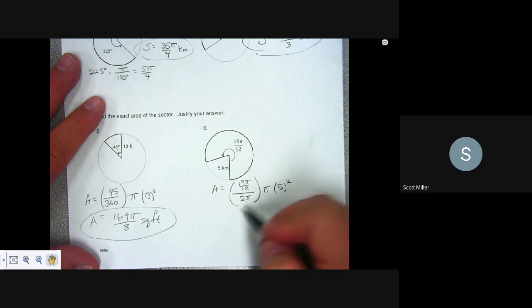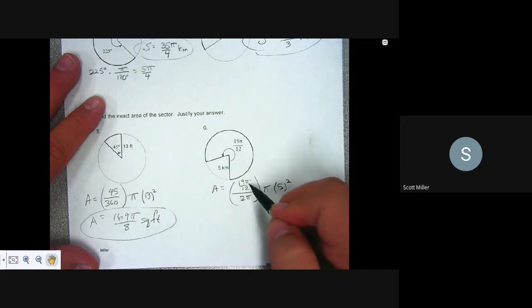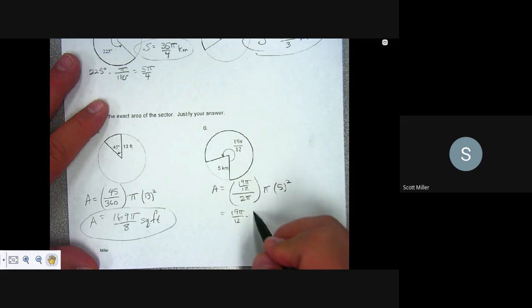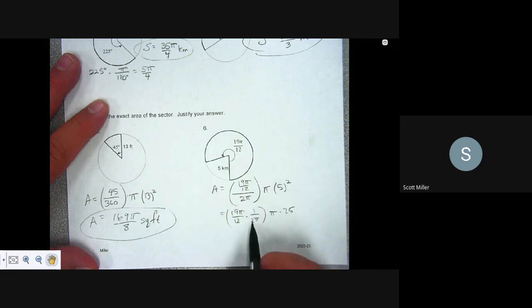So we've got to work this out. And remember, this is a fraction divided by a fraction. So you flip the bottom and multiply, and what you end up with is 19 pi over 12 times 1 over 2 pi. That's what that becomes in there, and we can work that out, simplify it. And then pi times 25. So the pi's drop out. I get 19 over 24.